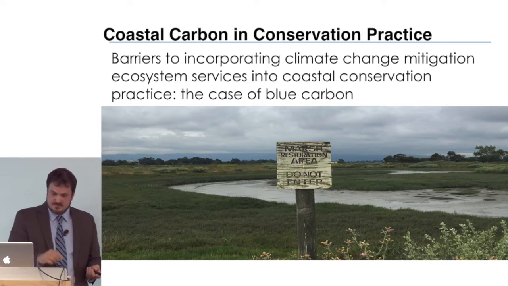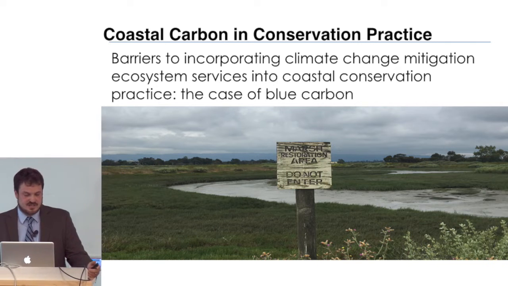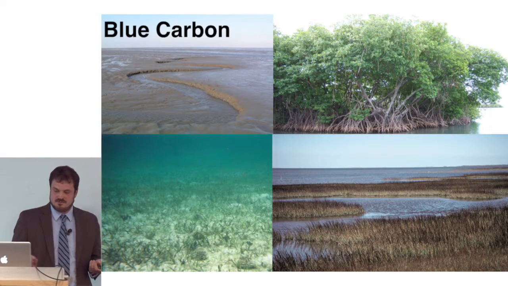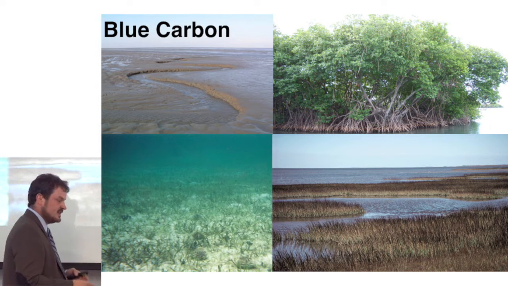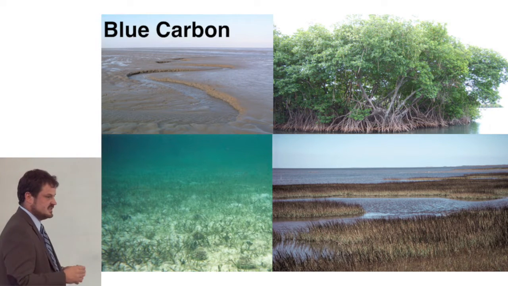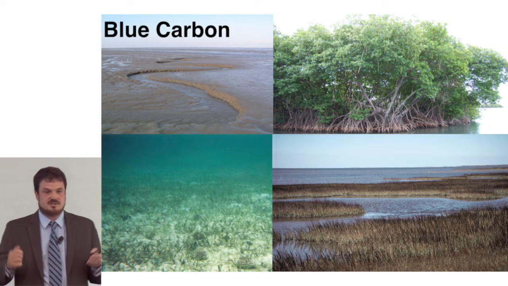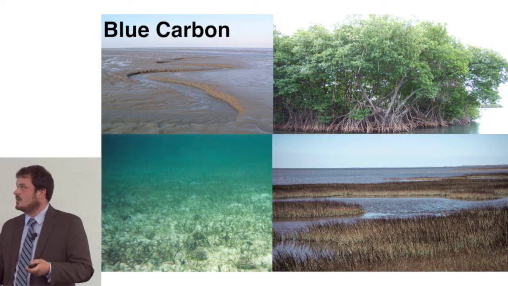So the title of this chapter is Barriers to Incorporating Climate Change Mitigation, Ecosystem Services into Coastal Conservation Practice, the Case of Blue Carbon. What does that mean? Well, what is blue carbon? Blue carbon is the carbon that is sequestered and ultimately stored in coastal ecosystems. Think seagrass meadows, mangroves, tidal flats, and salt marshes.